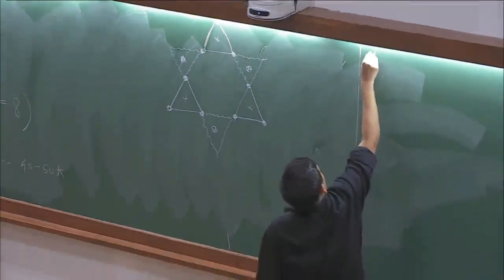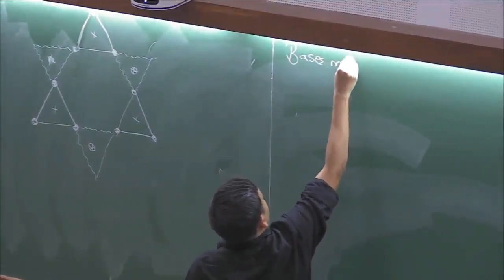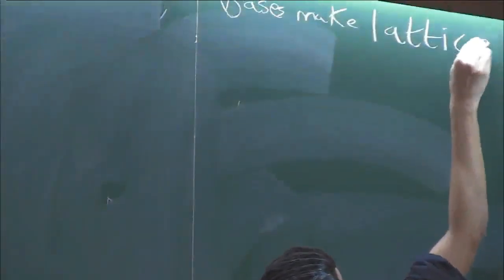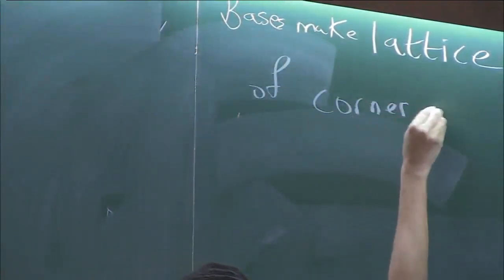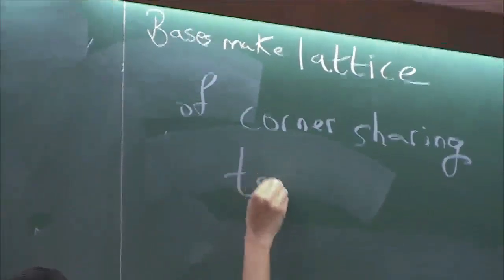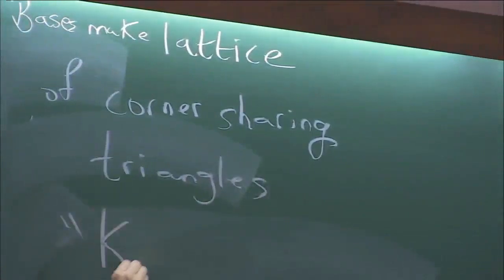So the basis makes a lattice of corner sharing triangles. And this is the Kagome lattice.